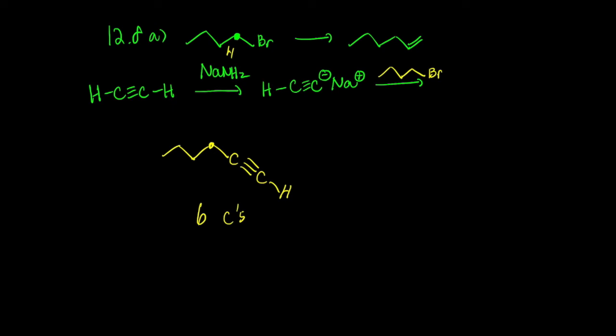Now we just simply need to think about how do we change an alkyne to an alkene, and we can do any of the available methods. We could use sodium and liquid ammonia, and that will change the alkyne to an alkene, and there's no change in the carbon count.